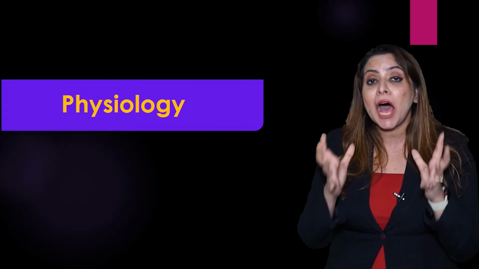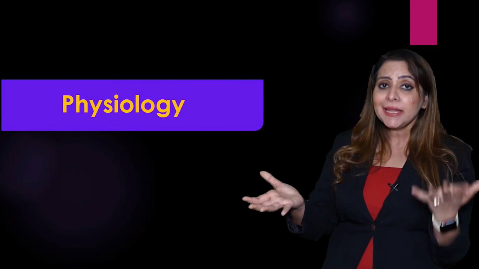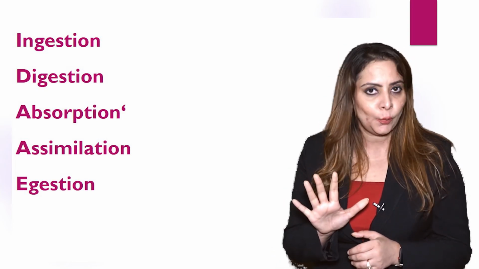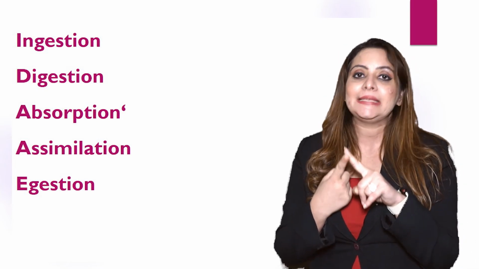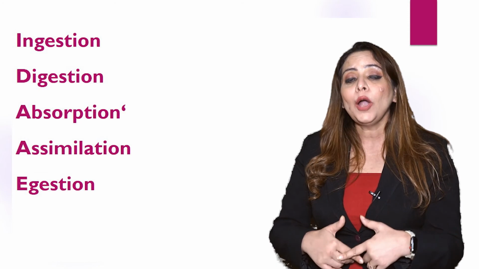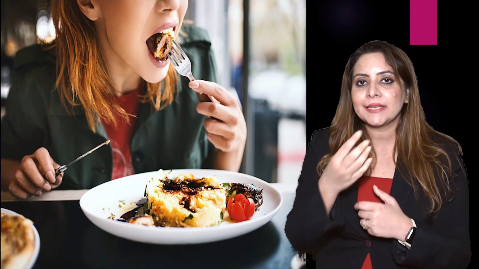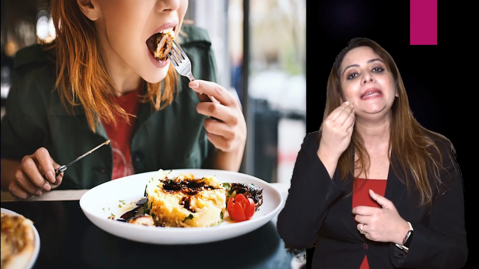Now, let's study the physiology, that is, how the alimentary canal and the associated glands work together and carry on the digestion process. As I told you, there are 5 steps which occur in sequence. The first step is ingestion. So, what actually happens in ingestion? Ingestion simply means intake of food. That is, we are taking in food and eating it.